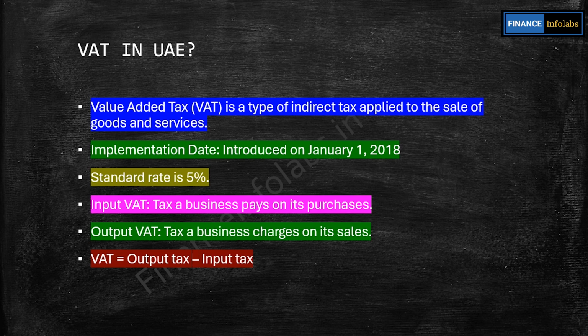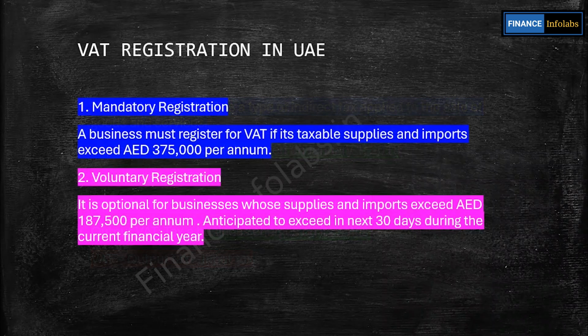In the next slide, we can discuss VAT registration in UAE. A business must register for VAT if its taxable supplies and imports exceed AED 375,000 per annum, which is considered mandatory registration. On the other hand, voluntary registration is available for businesses whose supplies and imports exceed AED 187,500 per annum, or if they anticipate exceeding this threshold within the next 30 days during the current financial year.